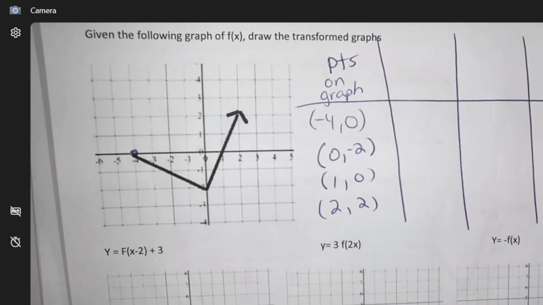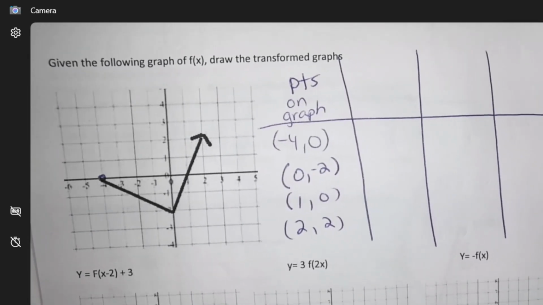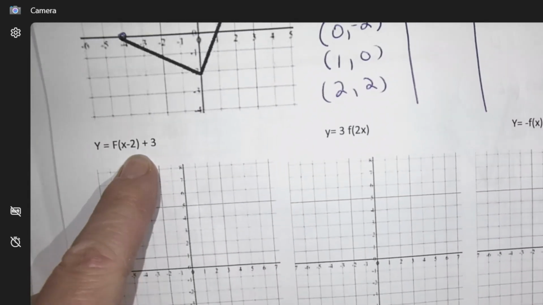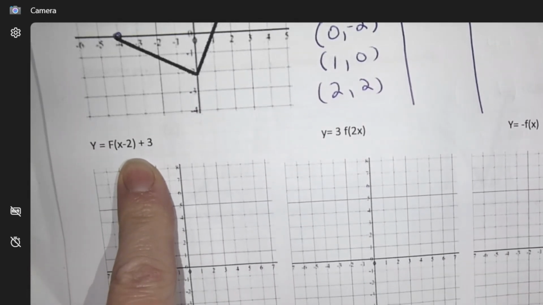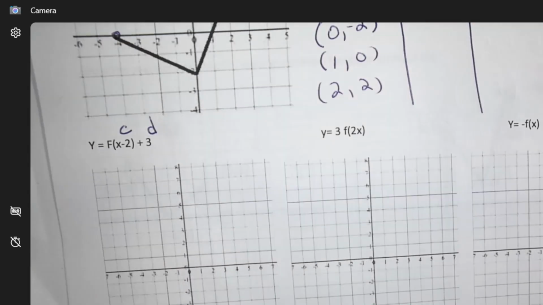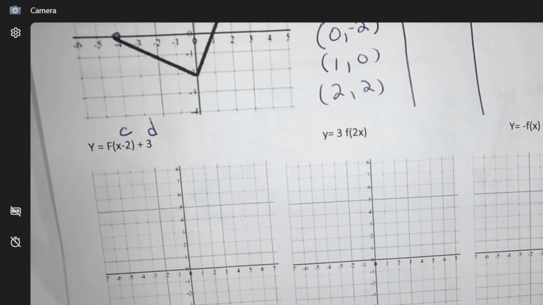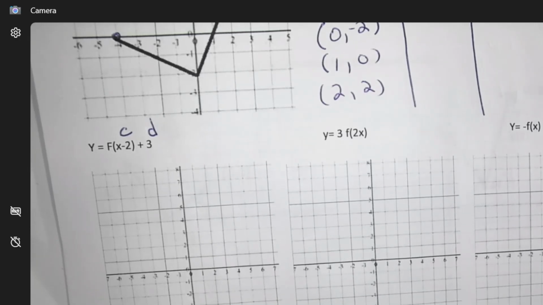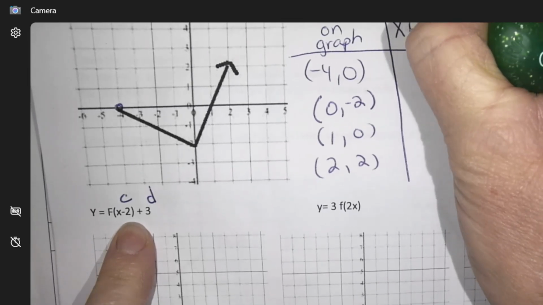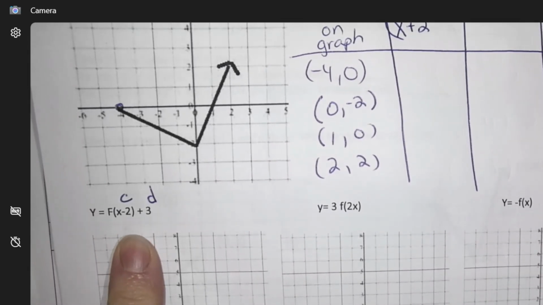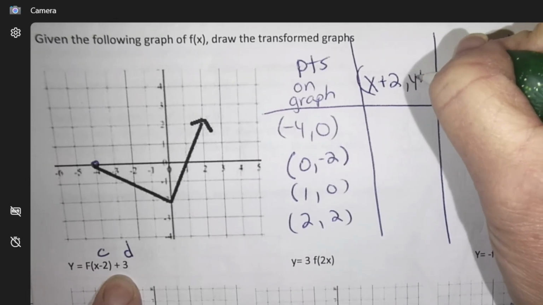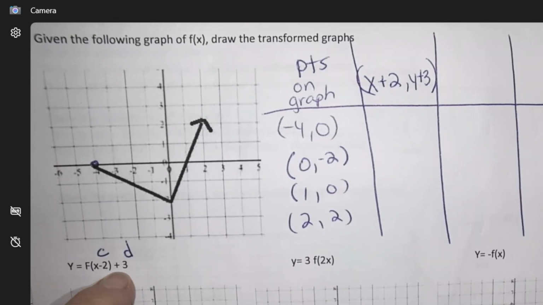Okay, so the question gave me 3 different graphs. A, B, C, D, what do you got on the first option? A C and a D. So here we go. X plus 2. Y plus 3.